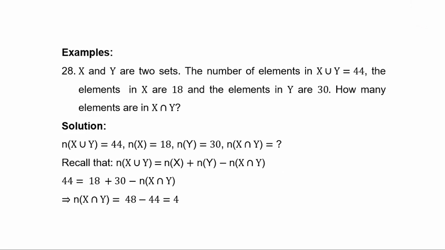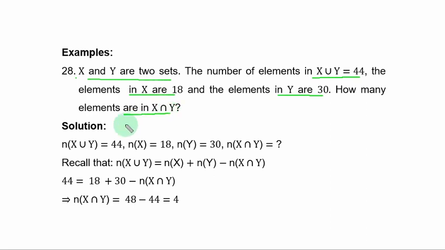Example 28. S and Y are two sets. The number of elements in S union Y is equal to 44. The elements in S are 18 and the elements in Y are 30. How many elements are in S intersection Y?